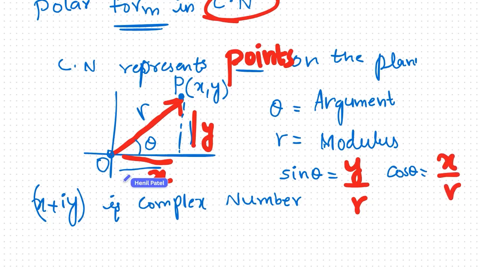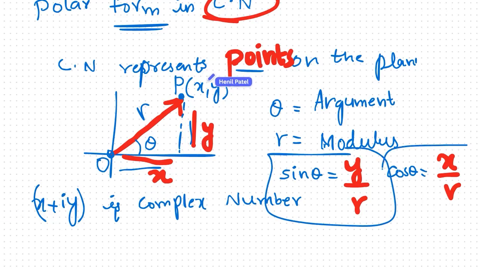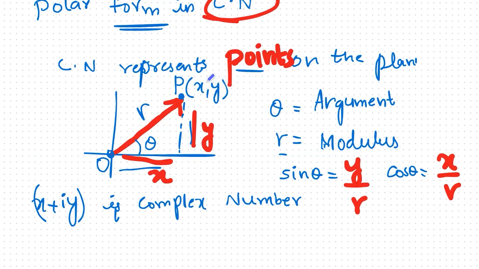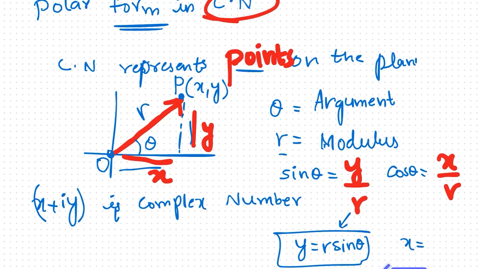So we are talking about this length being x and this length being y, right? Can I obtain their values from this formula? Yes. From here y is equal to r sine theta, and from here x is equal to r cos theta. Any doubt so far?